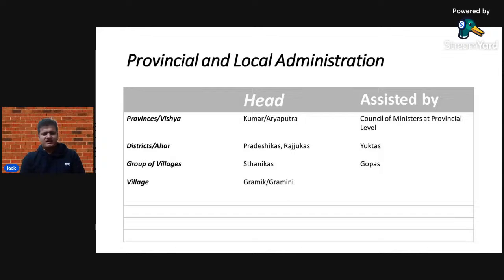Rajukas are the officers who usually held the position of revenue collection, and Pradeshikas are the officers who usually do their work in law and order. Then there are some officers called the Yuktas. These are the officers who usually assist the Rajukas. So this is how the local administration was running in the Mauryan times.